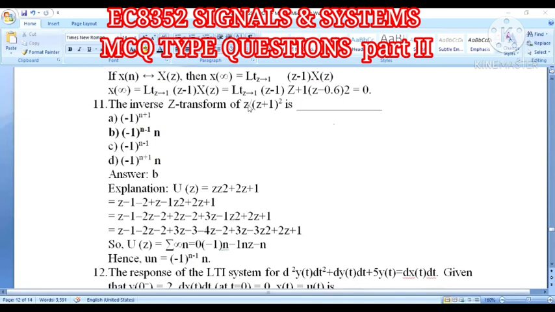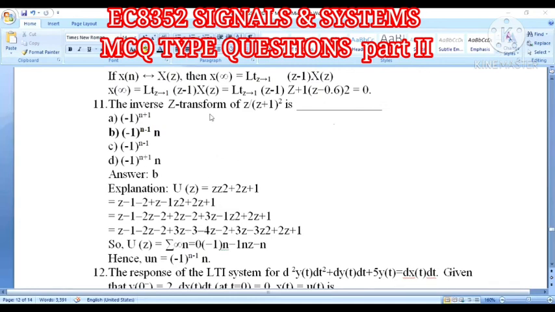Next question. The inverse Z transform of z by z plus 1 whole square is? Option A: minus 1 whole power n plus 1. Option B: minus 1 whole power n minus 1 into n. Option C is minus 1 whole power n minus 1. Option D: minus 1 whole power n plus 1 into n. So which is the correct answer? Option D is the correct answer.